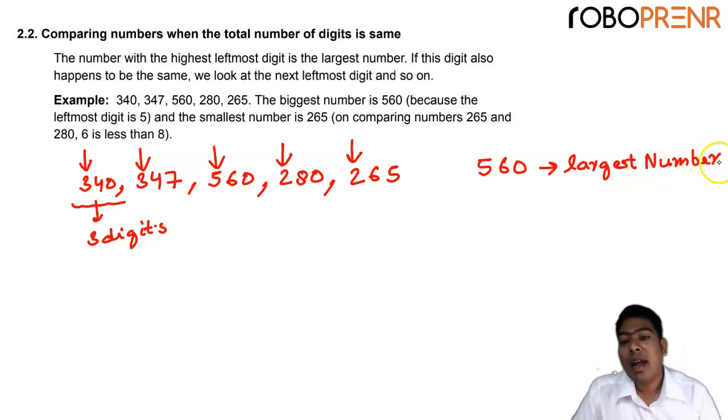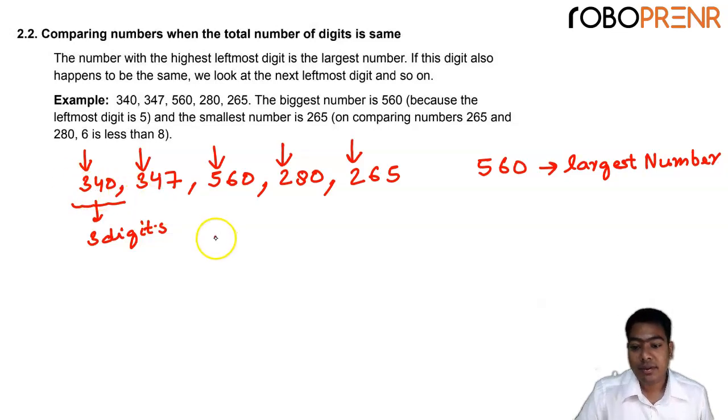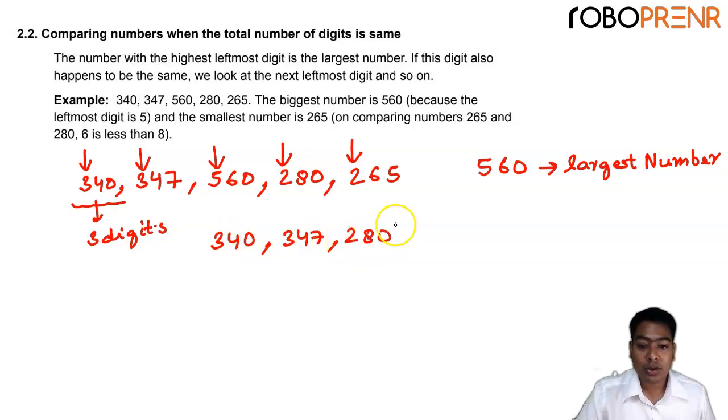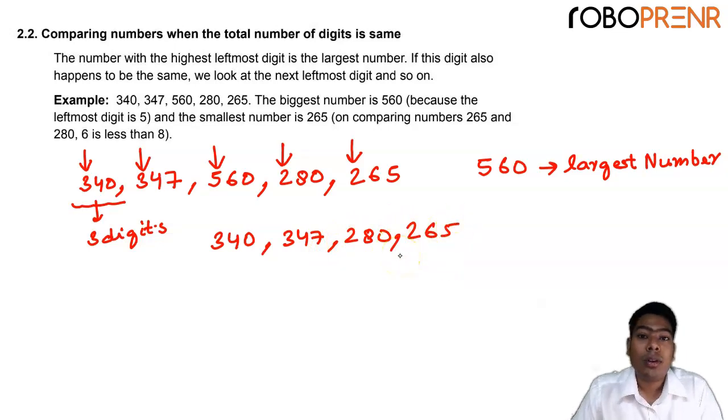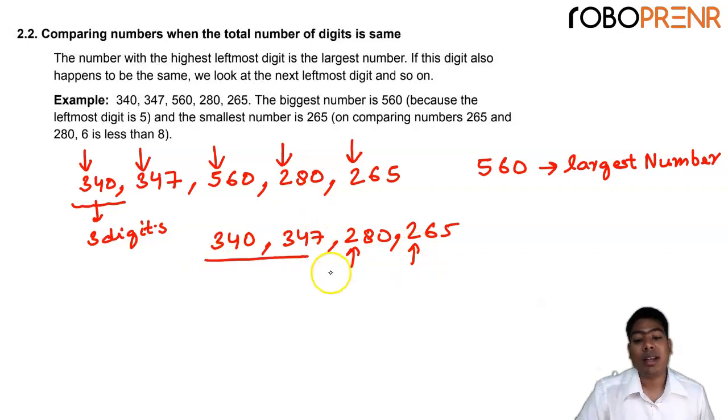This is the largest number. Now let's find the smallest number. For the smallest number, 340 is left out, 347 is also left out, 560 is left out. By our observation, the smallest leftmost digit is 2 in these two numbers, 280 and 265. So we will eliminate 340 and 347 and compare 280 and 265.